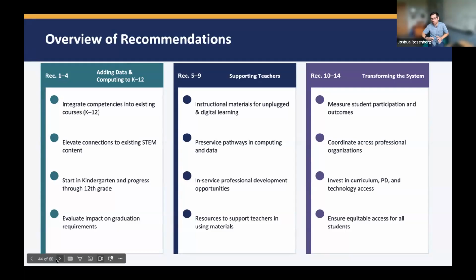That can be both ways. We can use the foundational competencies to highlight what's already there, but then also we can potentially use the foundational competencies as grist to think about what changes might need to be made to existing STEM standards and content. These should start in kindergarten, as we mentioned.